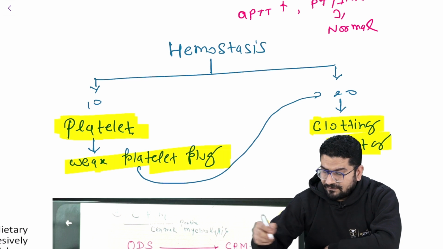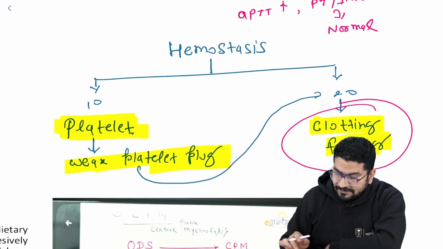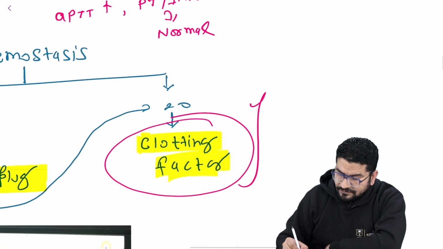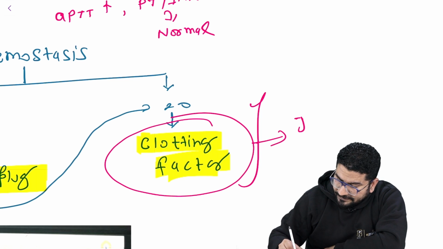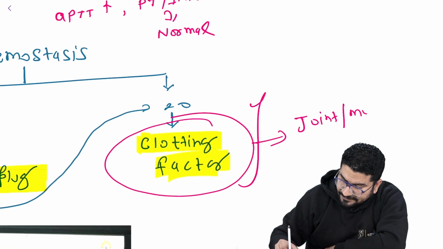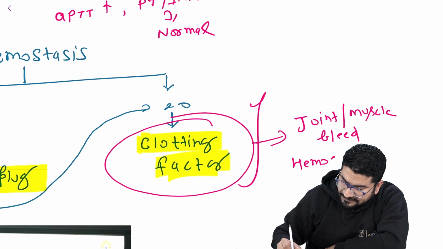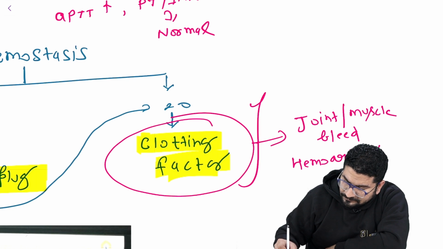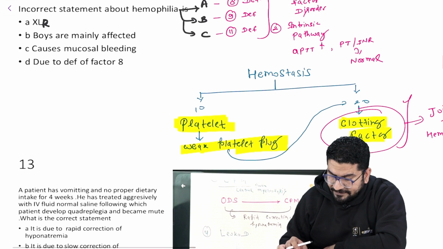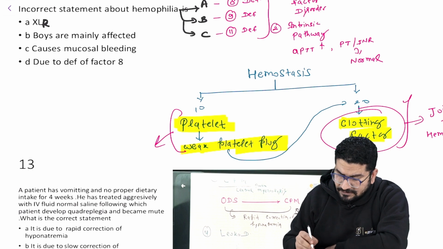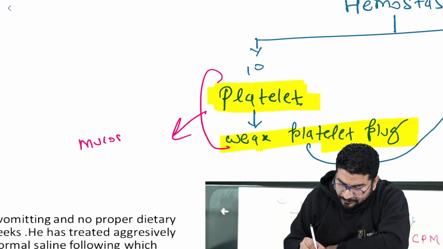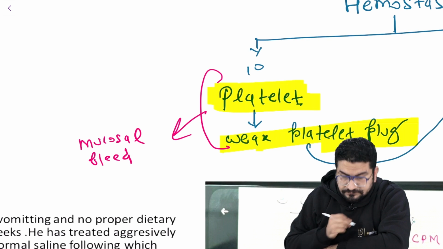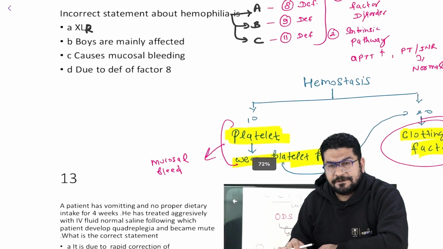In secondary hemostasis, we have clotting factor disorders. Remember, any condition which is a defect of secondary hemostasis will present with bleeding in the muscle or in the joint. So there will be joint or muscle bleed. For example, a patient can develop hemarthrosis. But a platelet disorder, a disorder of primary hemostasis, will present with mucosal bleed, right? Or sometimes there can be a rash in the skin.